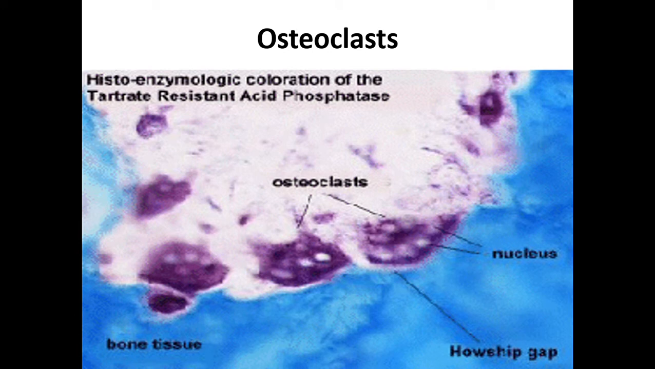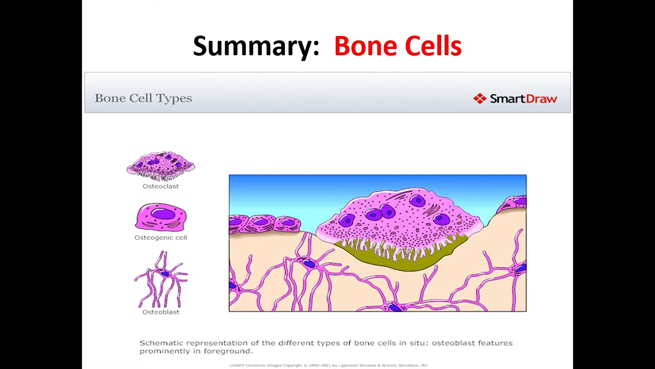So we have here histoenzymologic coloration of the tartrate-resistant acid phosphatase. So they appear as giants. Okay, so this is a summary of the different formation of the bone cells in the body. We start first with the osteogenic cell. They could be formed into an osteoblast or young bone cell or unite to form a giant cell.